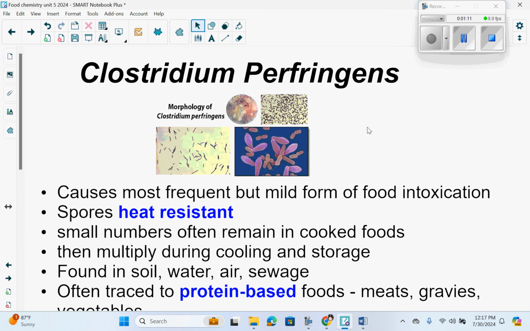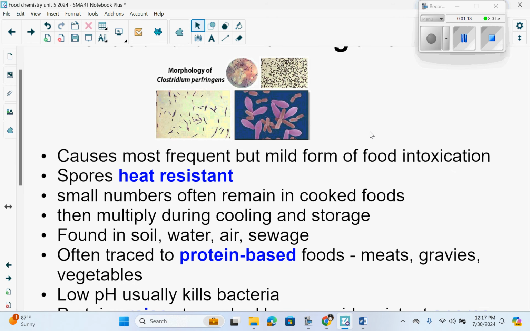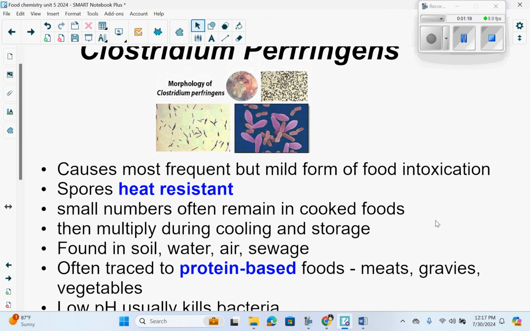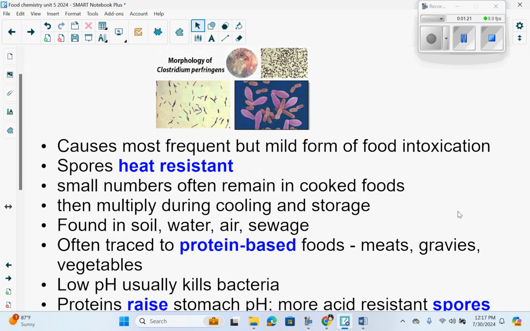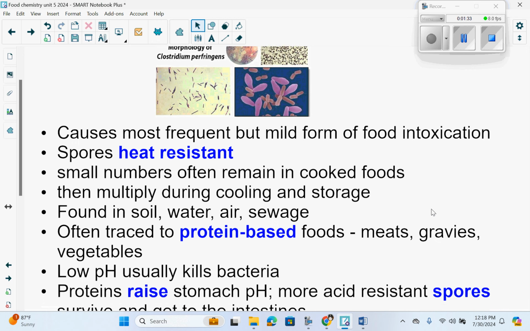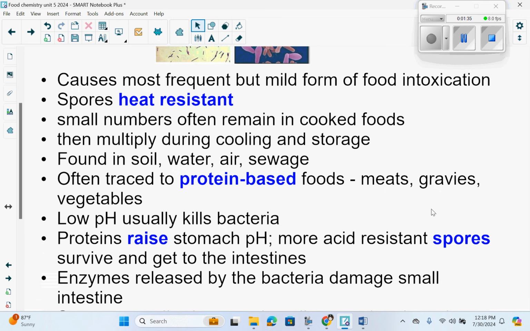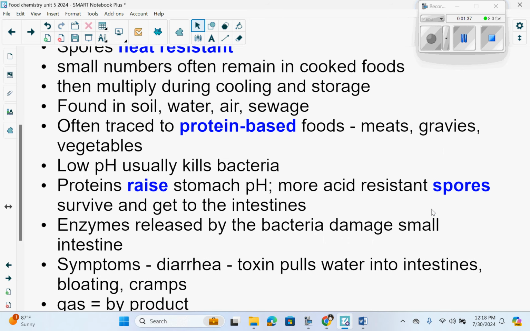Clostridium perfringens. This causes the most frequent but mild form of food intoxication. Their spores, this is a bacteria, are heat resistant. Small numbers often remain in cooked foods and then multiply during cooling and storage. They're naturally found in soil, water, air, sewage, but they're often traced to protein-based foods like meats, gravies, and vegetables.